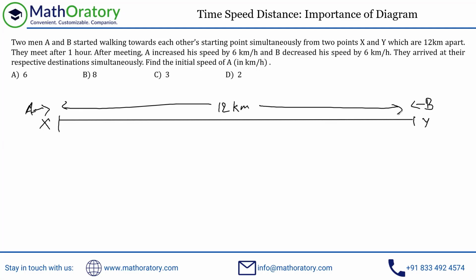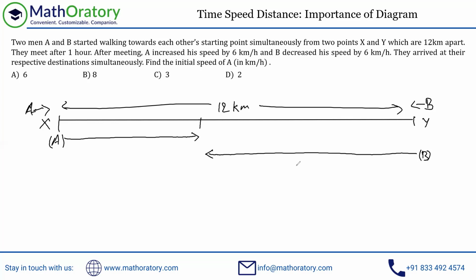So they are meeting at 1 hour. They are starting simultaneously. Do not miss that out. And they met after 1 hour, right? So let us say they met somewhere here. So in 1 hour, A has covered this distance, and B should have covered this distance. So this is A, and this is B. So these two things are known to us.